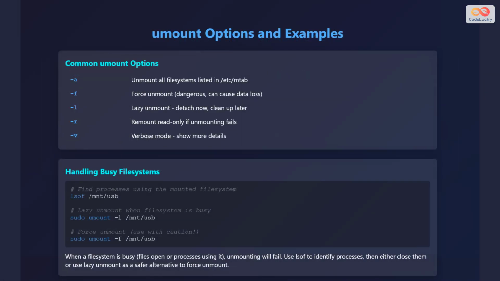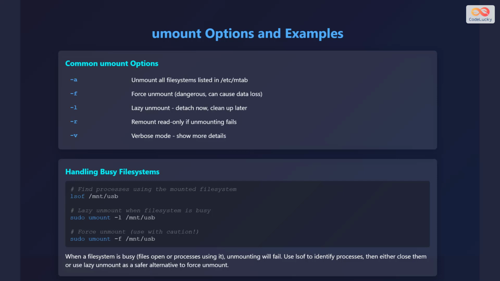Here are some common unmount options. -a unmounts all file systems listed in /etc/mtab. -f is force unmount. Be careful since it is dangerous and can cause data loss. -l is used for lazy unmount, which detaches now and cleans up later. -r remounts read-only if unmounting fails. -v enables verbose mode to show more details. When a file system is busy with open files or processes, unmounting will fail. Use the list open files command lsof to identify processes, then either close them or use lazy unmount as a safer alternative to force unmount.